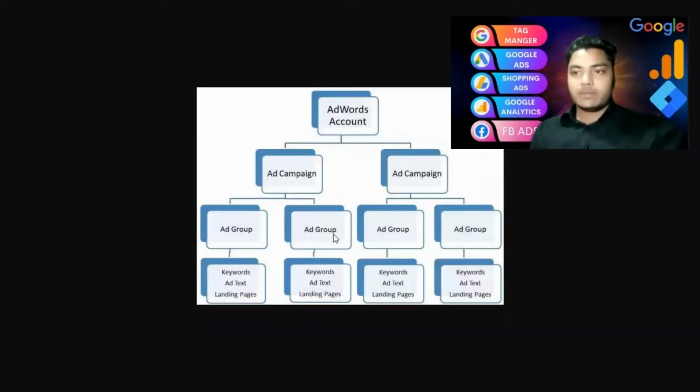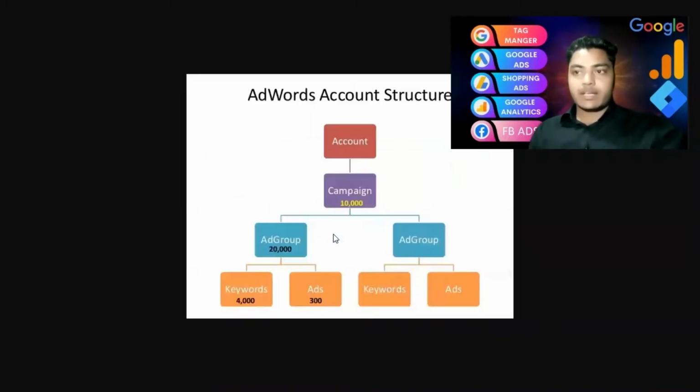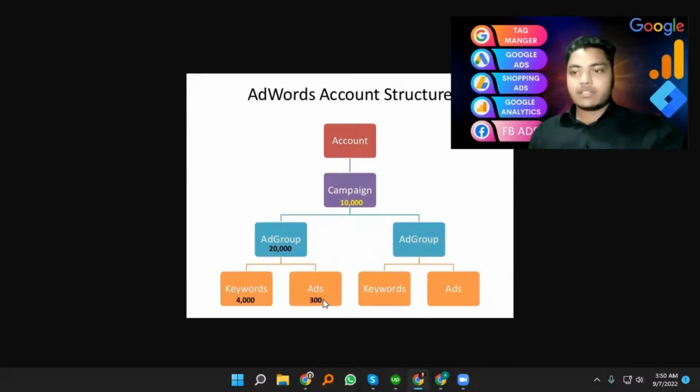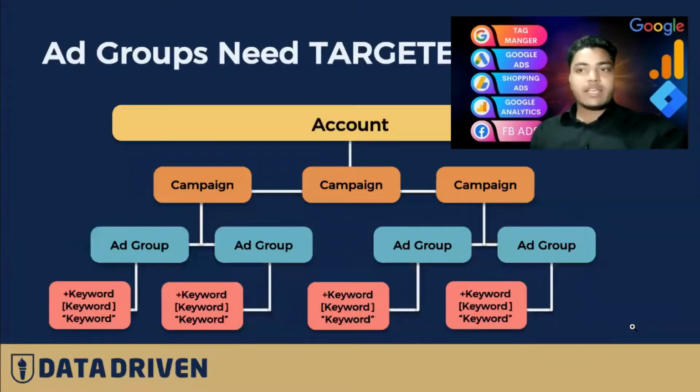So how many campaigns can we create in one account? In every account we can create 10,000 campaigns, 20,000 ad groups, 4,000 keywords and 300 ads. So these are another account. These are the ad groups that need targeting. This is our account, this is our campaign, this is our ad group. Then we will select some keywords. These are broad match, phrase match and exact match keywords.